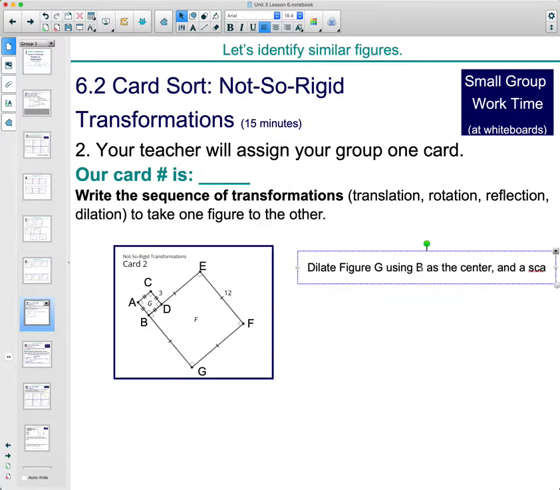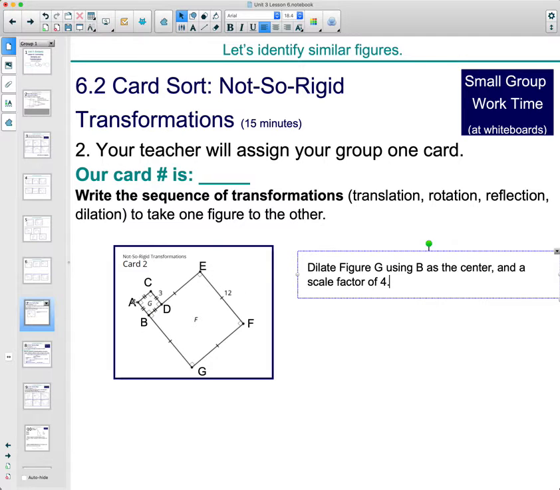And a scale factor of, and you'd figure that out by figuring out how far. So this one's each three units per side, and this one is 12. So how do we use multiplication to get 3 to be 12? So that's by 4. So by a scale factor of 4.